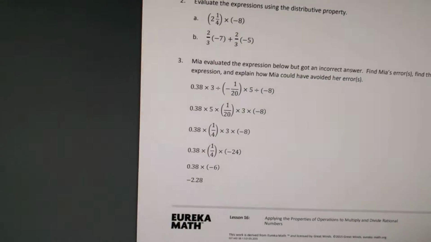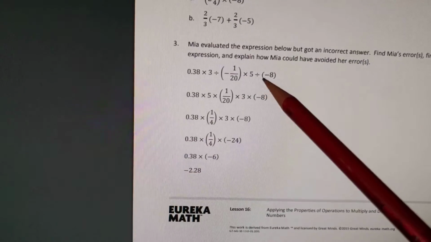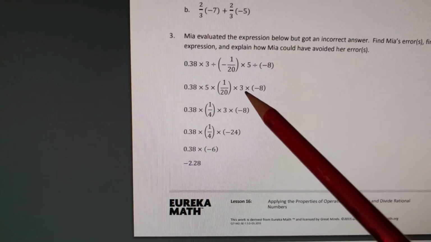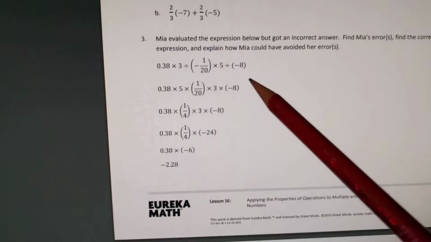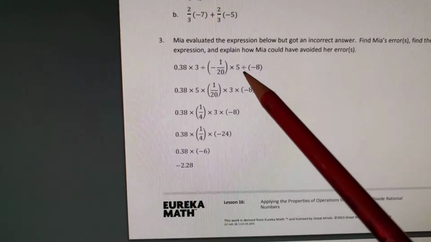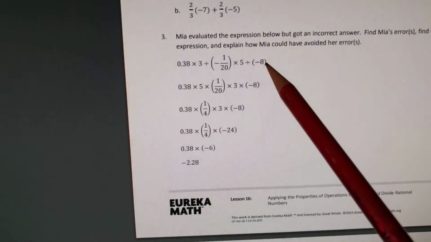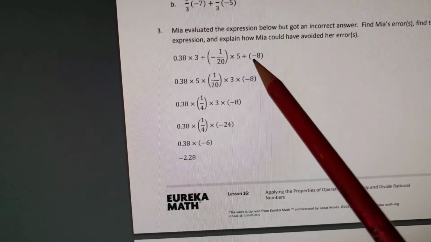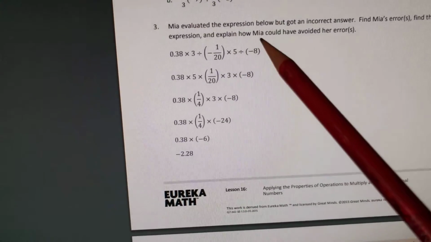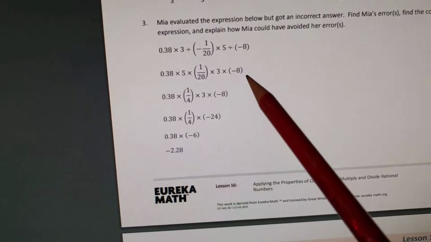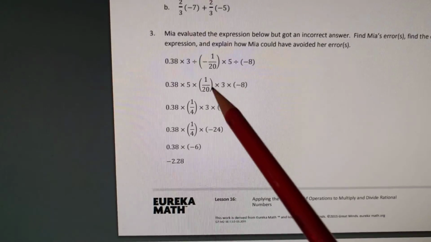Mistake number 2, same idea. She turned this to times, but she just copied the next number down. She didn't even do anything with this next number. So if we change divide to times, this should be its reciprocal. So 8 over 1, if you flip it, it's negative 1 over 8. So these are her 2 mistakes.